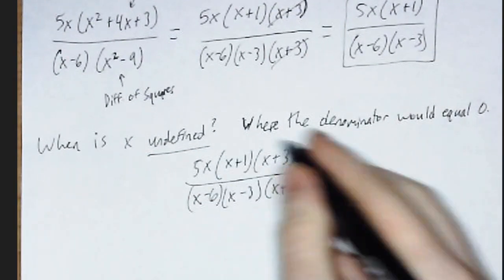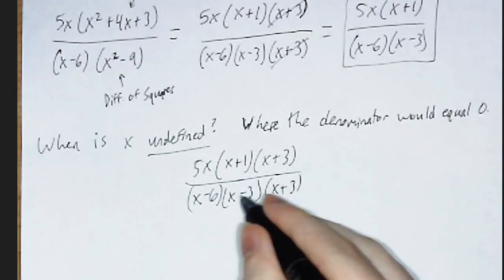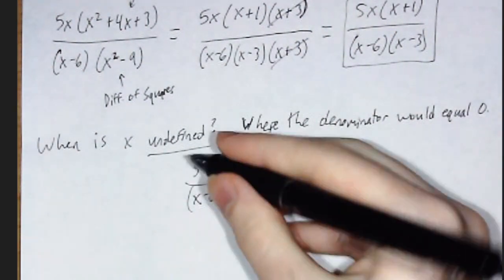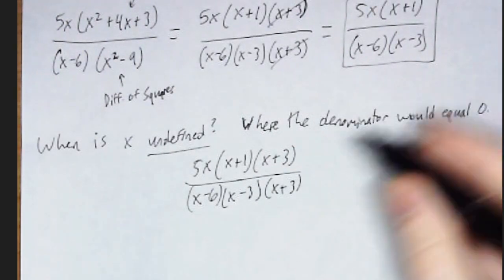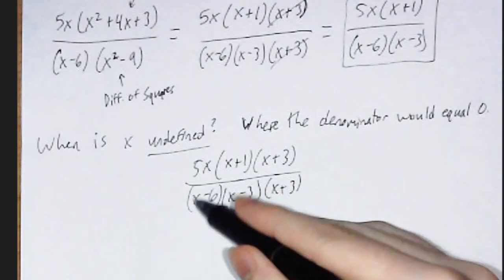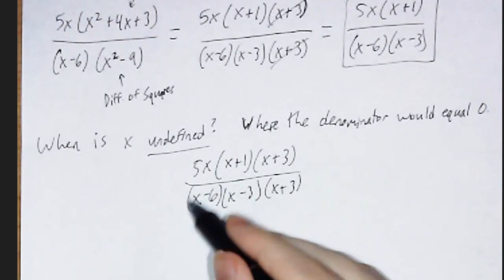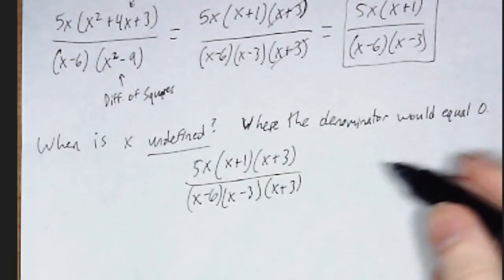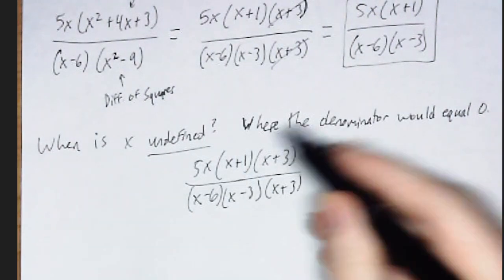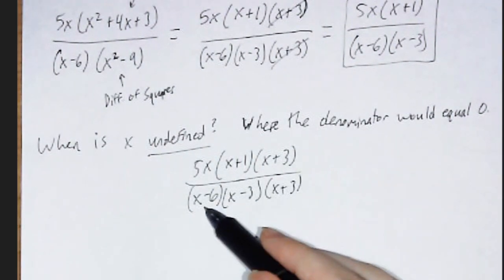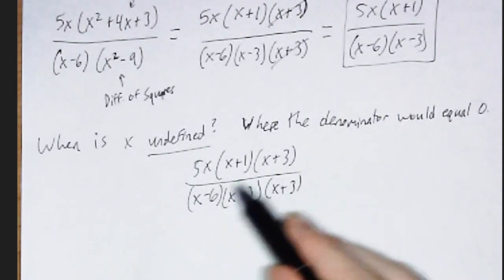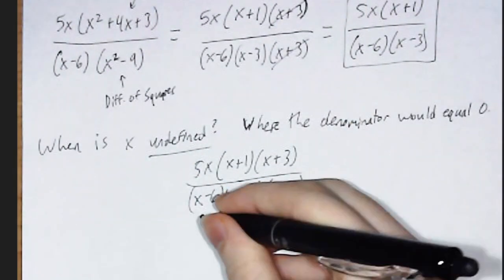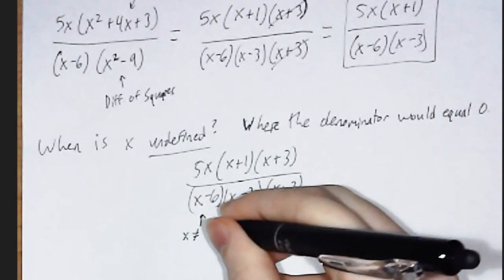So for this part, we have 3 different places where x could equal 0. This is the same skill as when we were solving quadratics. Here, x minus 6, in order for this to equal 0, x would have to be positive 6, because 6 minus 6 would equal 0. So if x were equal to 6, this part would equal 0, and we would have 0 in the denominator. And that's not good. So from this factor being in the denominator, we know that x is not equal to positive 6.